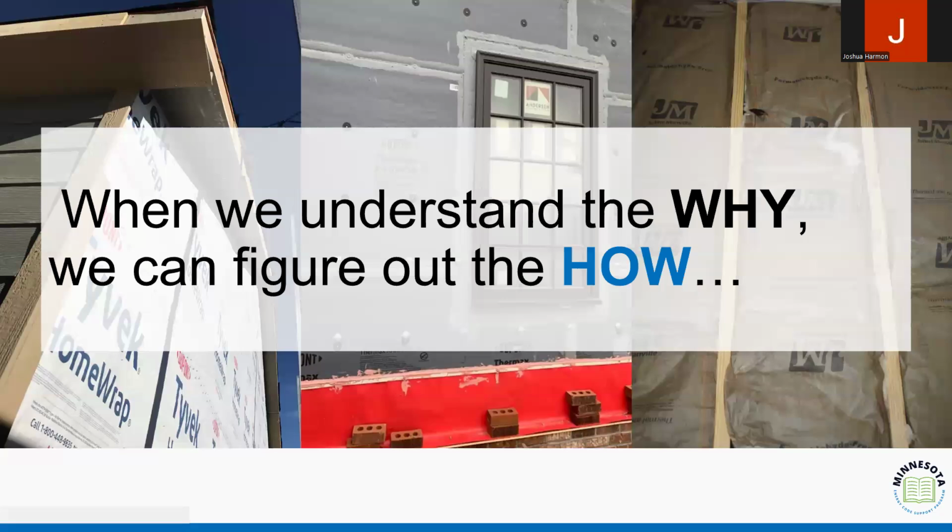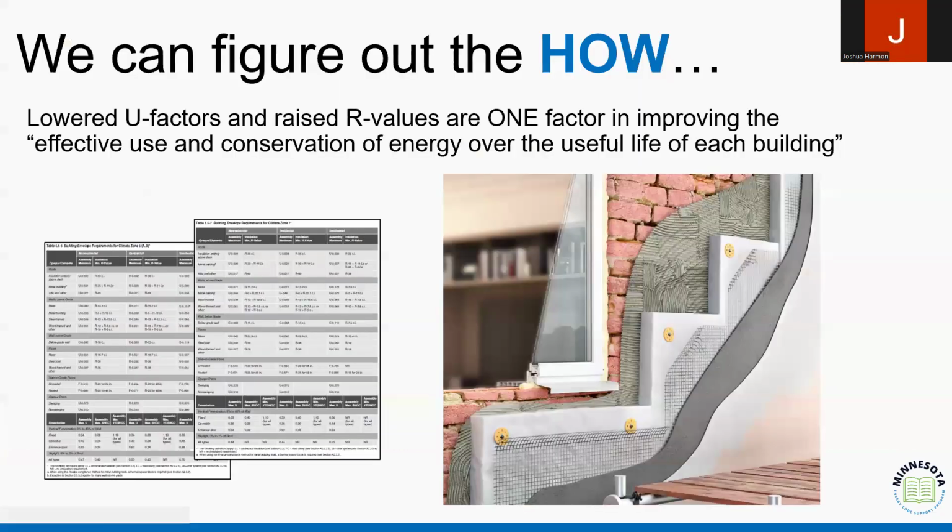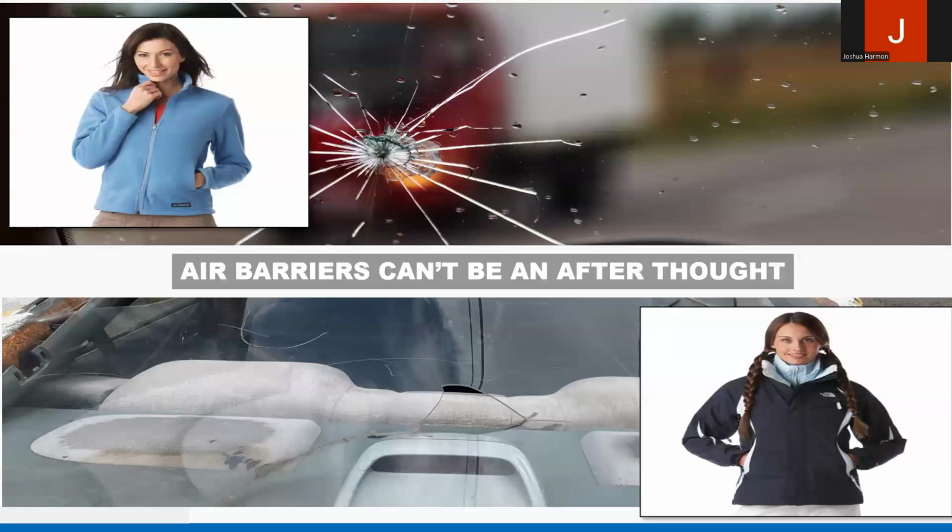One of the things we figured out is that if we look at the energy code overall, we talk a lot about the role of insulation and proper insulation installation as one factor in improving the overall efficiency of a building. But we have to understand that air barriers can't be an afterthought, right?